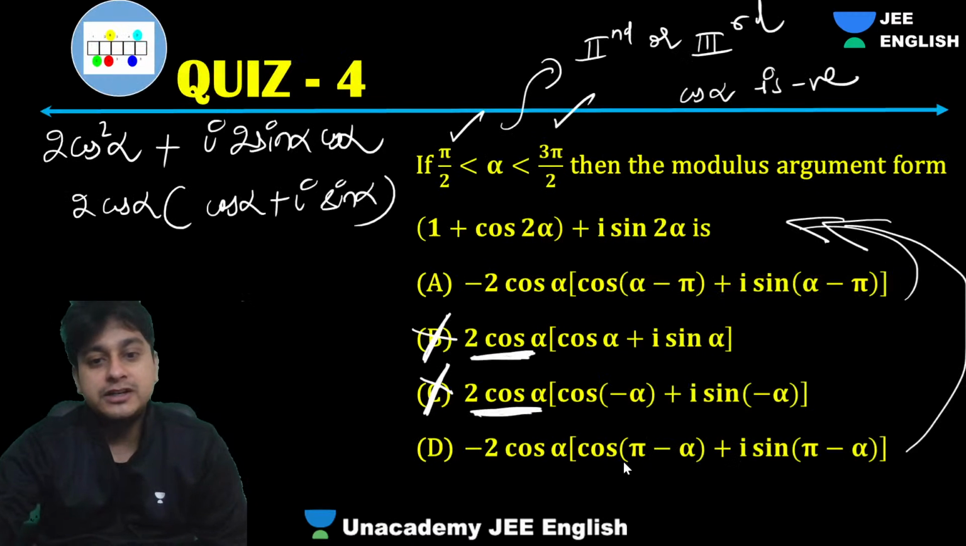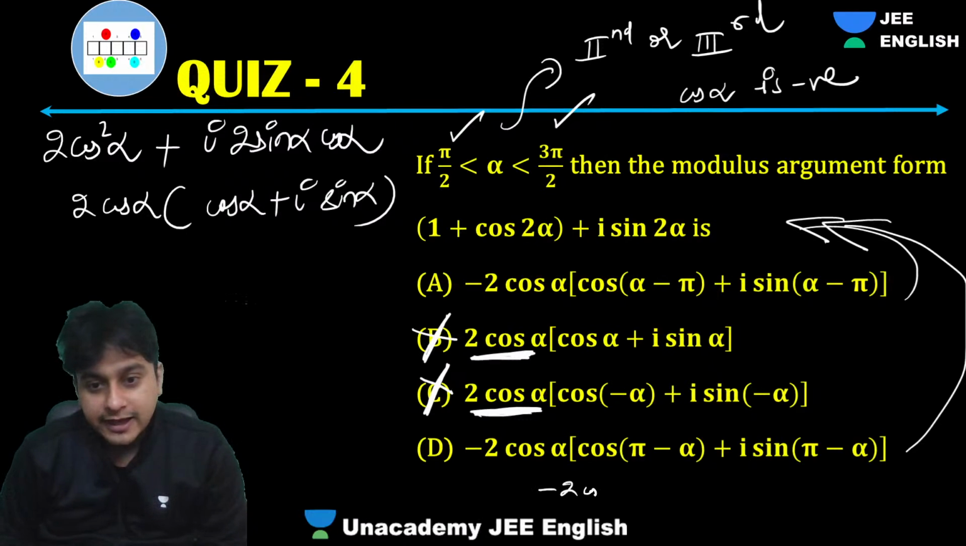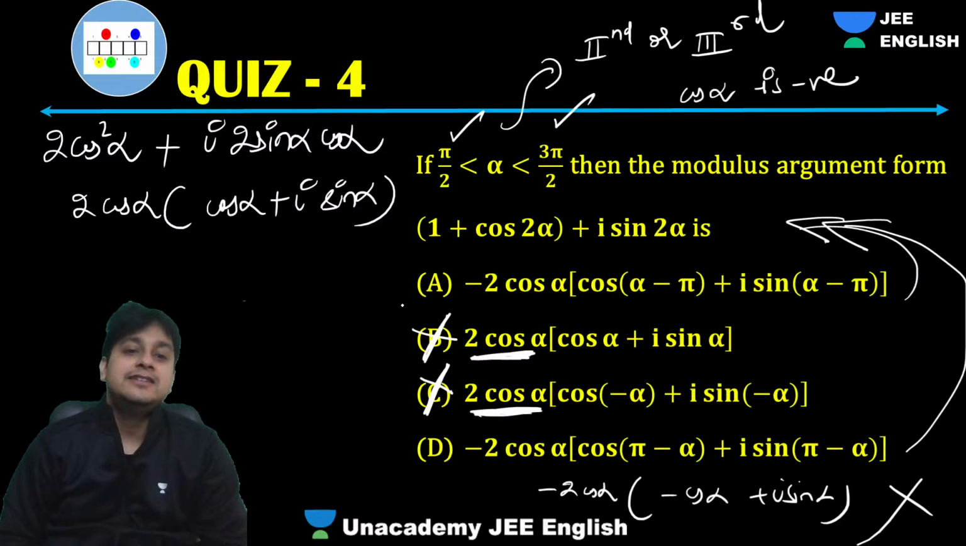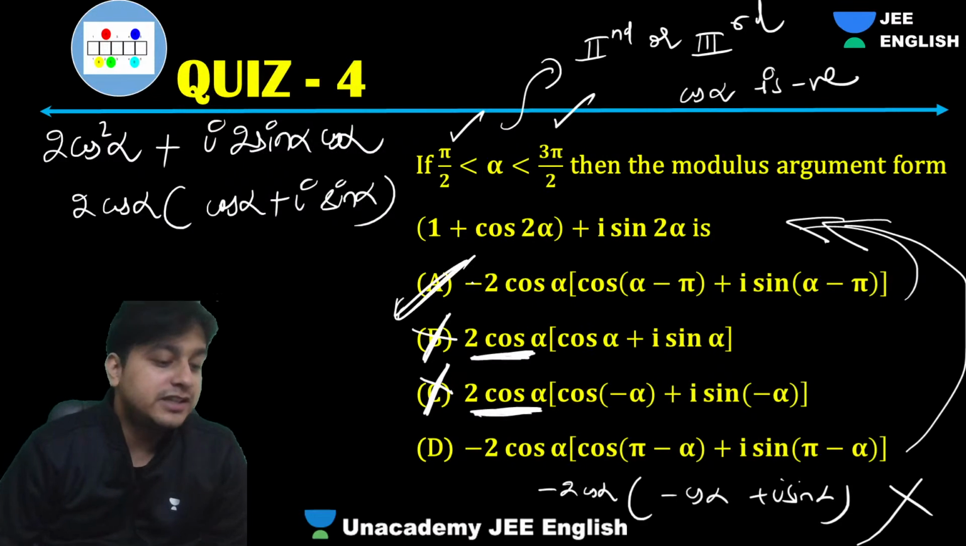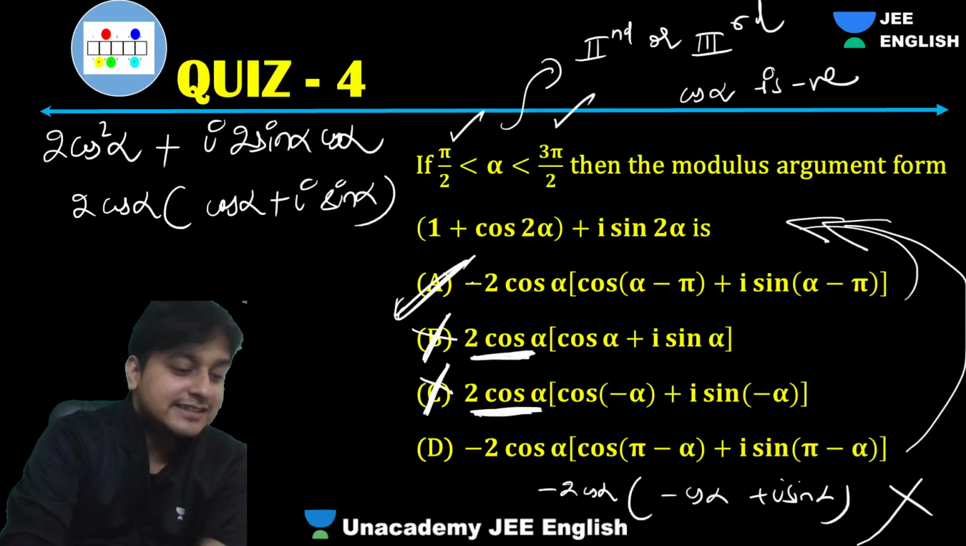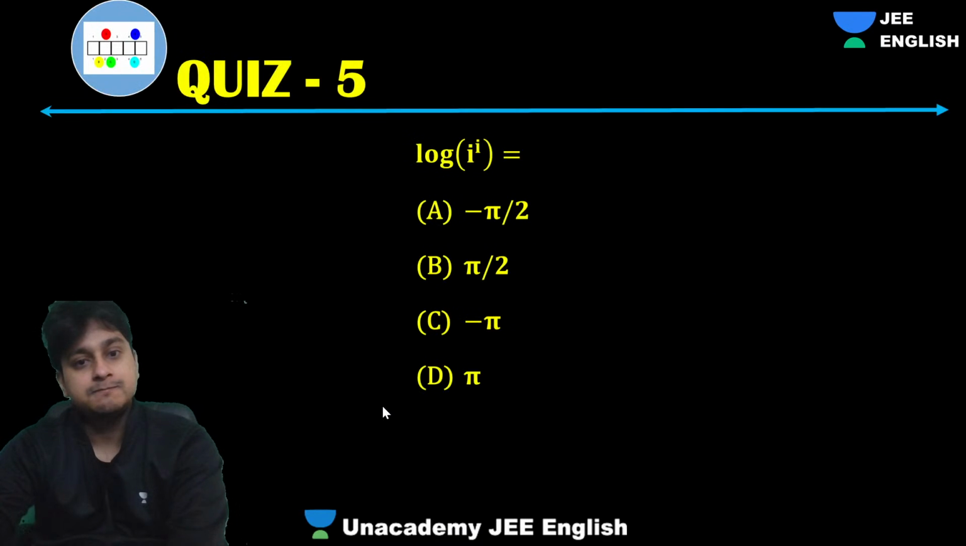Now what about option D? Is it matching? Let's check quickly. We'll get minus 2 cos alpha, and this will be cos of pi minus alpha, minus cos alpha plus I sine alpha. So this won't match the original one. That's why the correct answer is option A only. Very good. Great. Okay guys, next let's move ahead with the next problem.